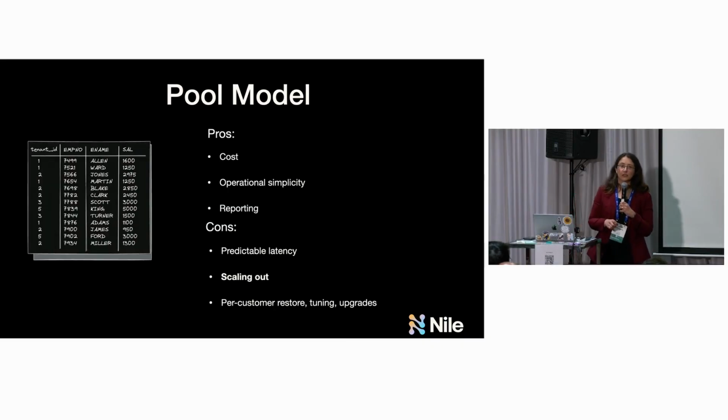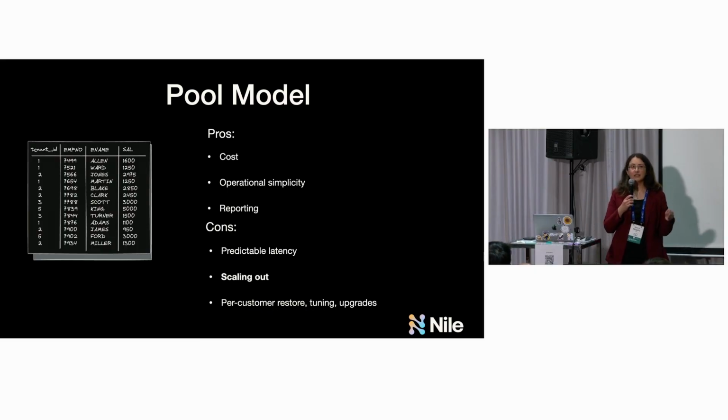The other hand is what is known as the pool model. It's far more popular. You basically dump all your customers into one schema, one set of tables, and try to manage them that way. The pros and cons are flipped. It is very cheap, relatively easy to operate. You can even run a bunch of reports across all your tenants, and this is very straightforward.